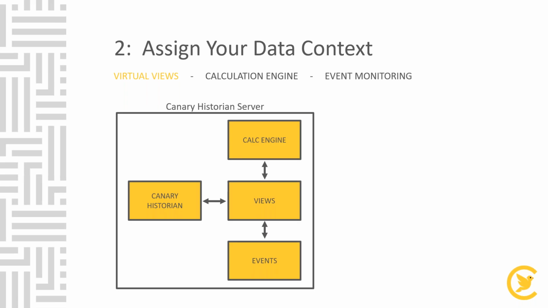If you look back at this architecture, the Canary historian stores all the data from the OPC server, and then you have another 3 main modules. The views are a tool through which you can access the historian server. At the same time, you can create events, which we explain later, and calculations, so that because of tag 1 and tag 2, you get a new tag, tag 3, that is a dependent variable.